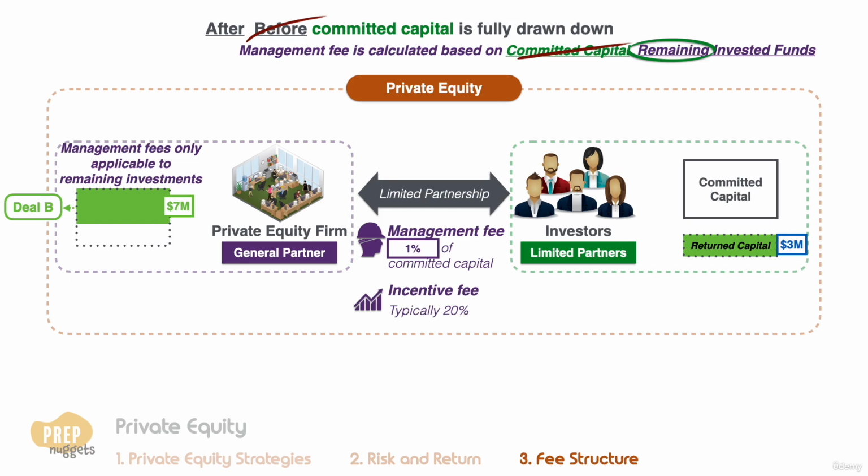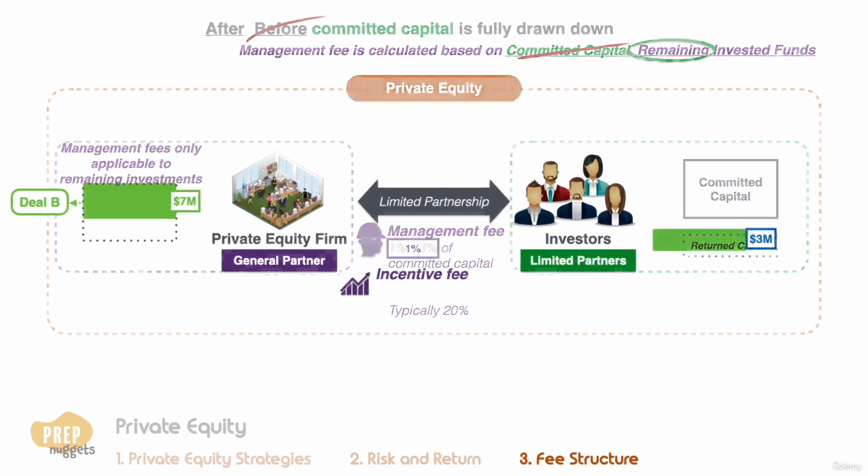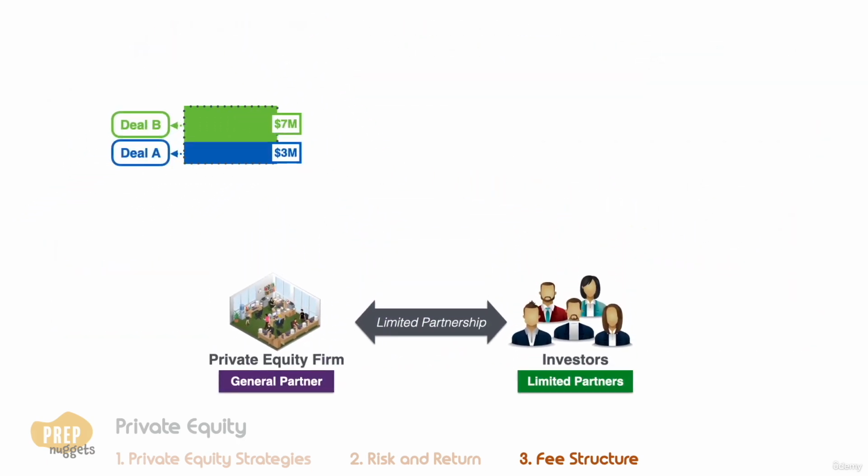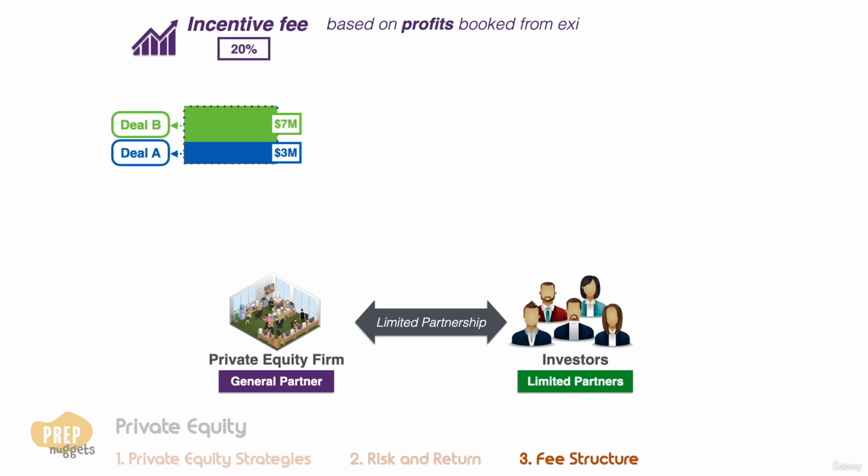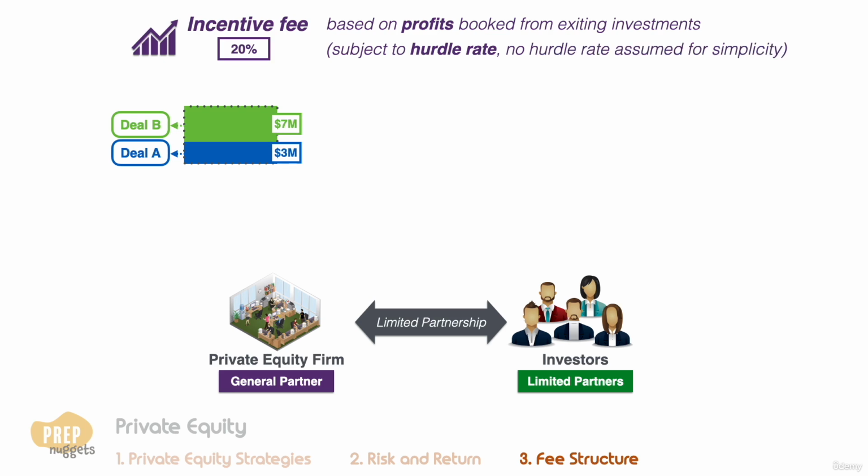Now that we're done with management fees, let us look at incentive fees, which we shall assume to be 20% for our example. In essence, the incentive fee is based on the profits booked from exiting investments. Do note that the incentive fee structure for private equity funds are sometimes subject to a hurdle rate, which we have covered under hedge funds. To keep our discussion here simple, we shall assume that there is no hurdle rate.